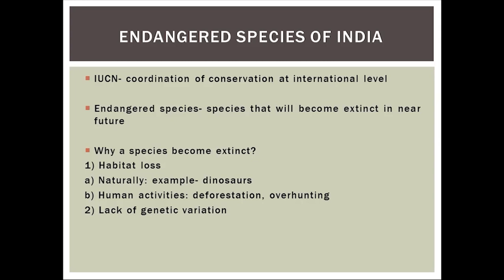Now, based on the protection needed, different species are classified into different categories. Let us look at what are endangered species. Species that will become extinct in near future are known as endangered species. That means there is a high probability that if conservation measures are not taken at present, these might not be present in the near future.